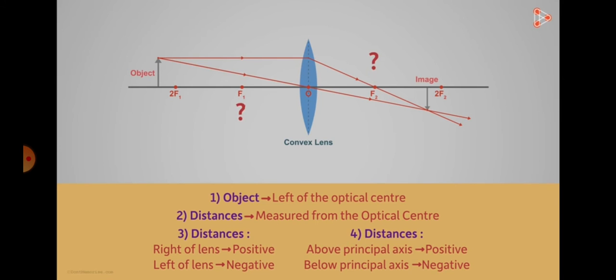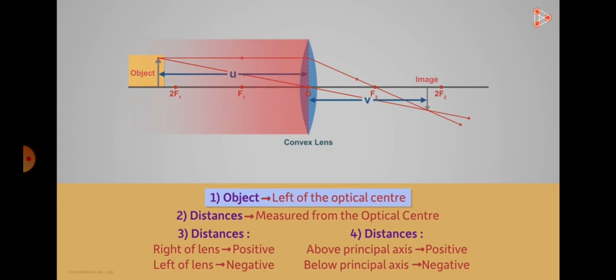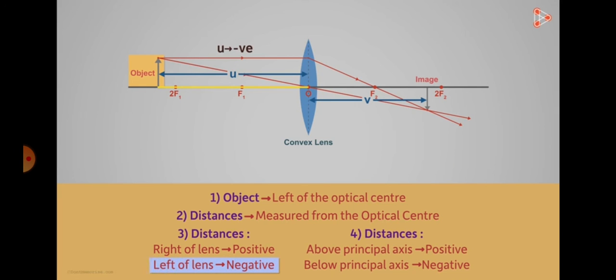The third and fourth rules you know very well: the right side of the lens is positive, the left side of the lens is negative, above the principal axis is positive and below the principal axis is negative. For the focal length, u, the object left of the optical center, is considered negative. Left of the lens is negative.